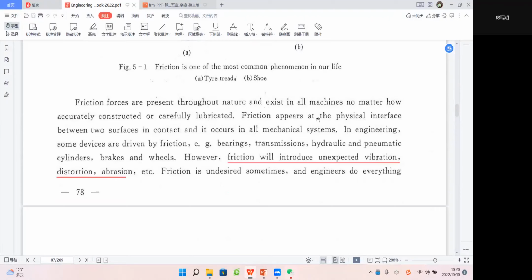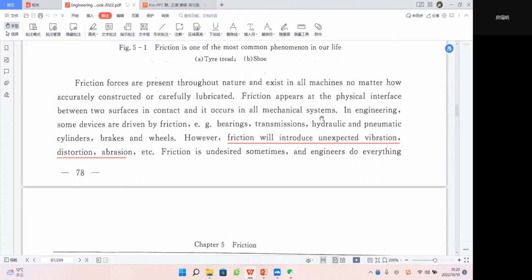So friction appears at the physical interface between two surfaces in contact, and it occurs in all mechanical systems. But for all the problems we have tackled before today, we neglected all the friction, you know? So in engineering, some devices are driven by friction. For example, bearings, transmissions, hydraulic and pneumatic cylinders, brakes, and wheels, right?